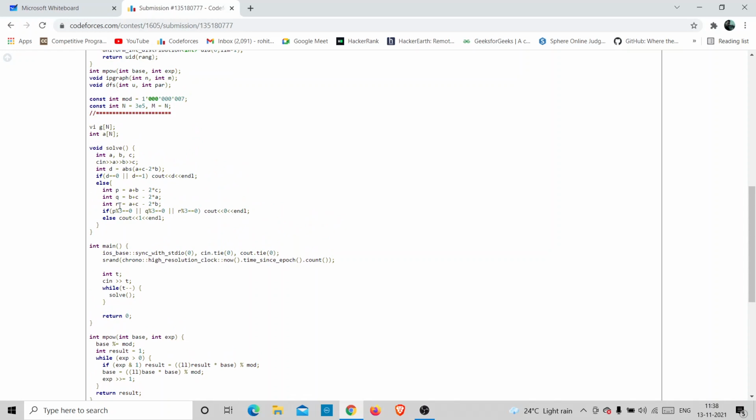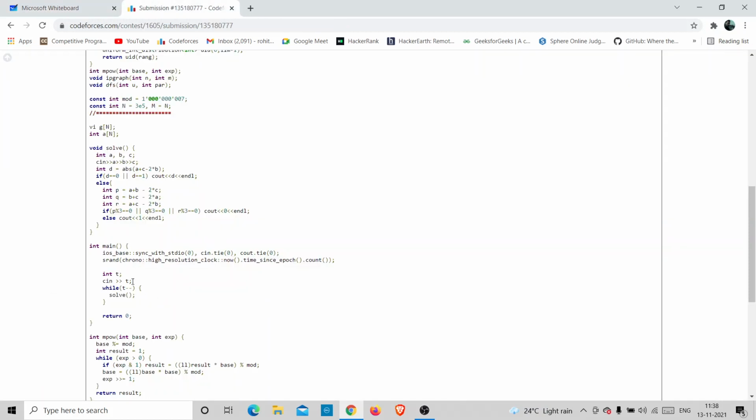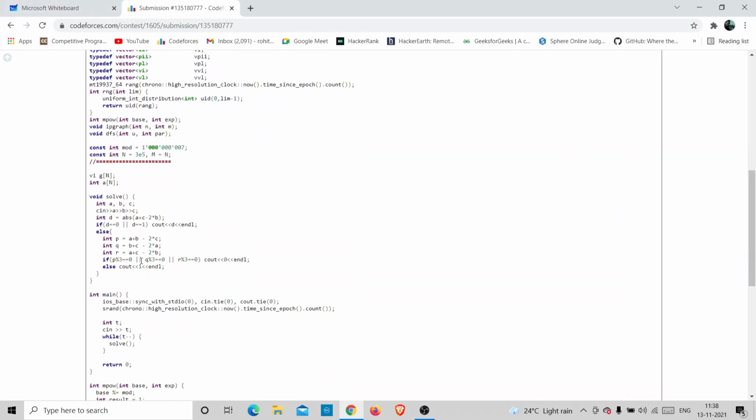So we take three of them and then we check whether any of them is 0, then we output 0, right? Because if the sorted one has d as a multiple of 3, then we would get the answer as 0, as we have discussed. Otherwise the sorted one is also not divisible by 3, so the answer would be 1. That's the solution that I've written.